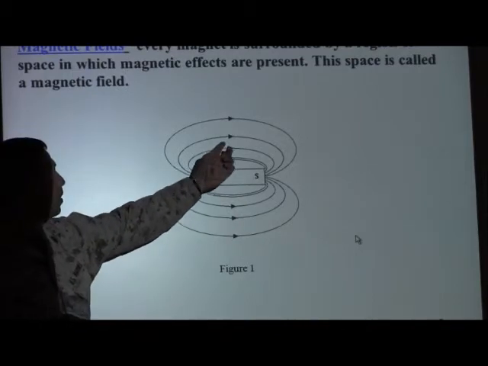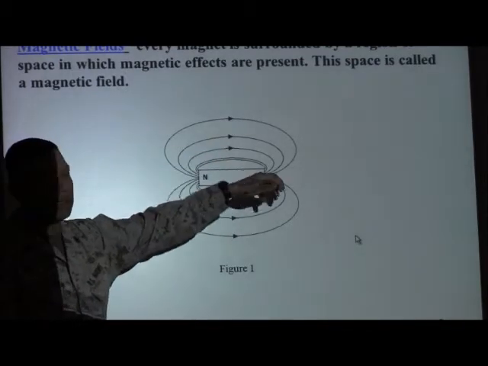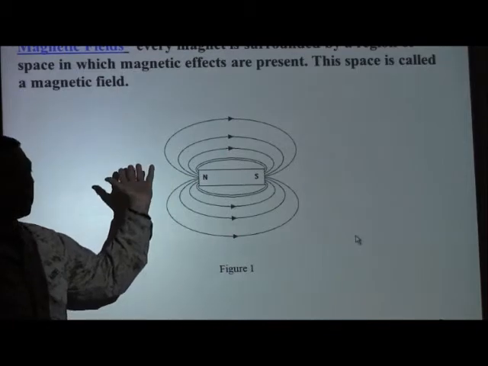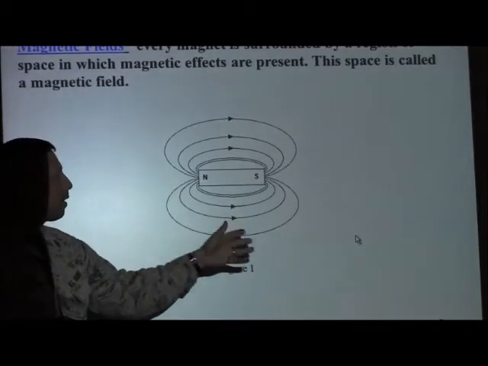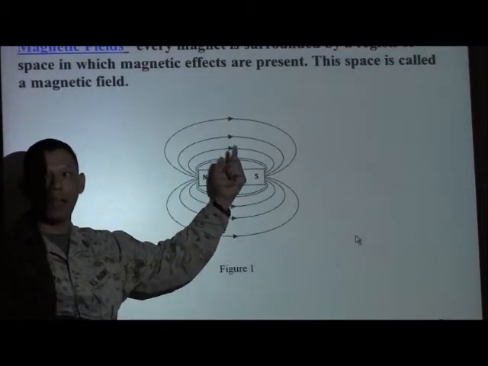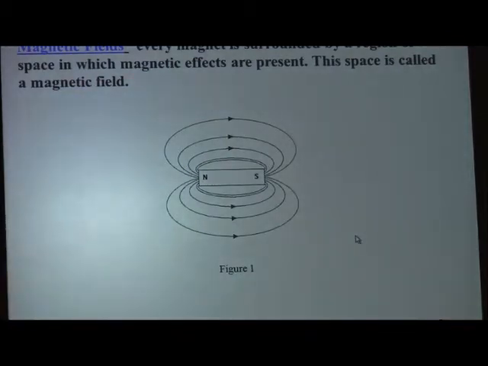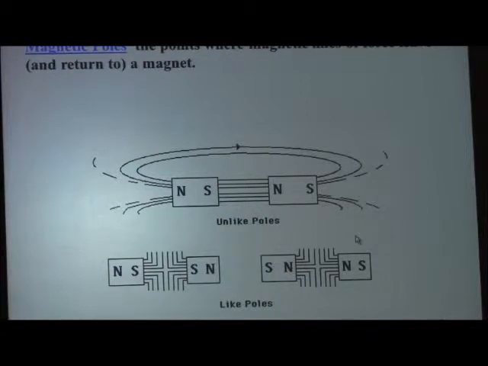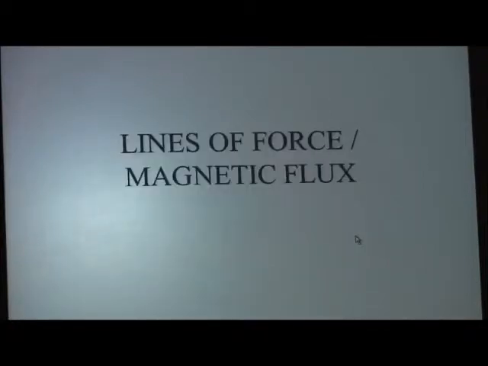Everybody sees 1, 2, 3, 4, 5 lines going this way, just as a representation of magnetic flux. 1, 2, 3, 4, 5 lines coming this way, but at the poles, all 10 lines are going in. So at the poles is where there's the most lines of flux. Poles are points where the magnetic lines of force leave and return to the magnet. They leave out of the North Pole, enter the South Pole.